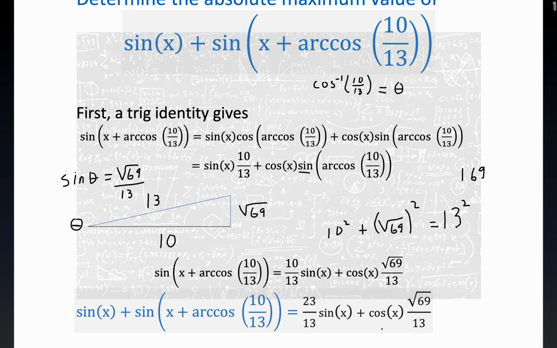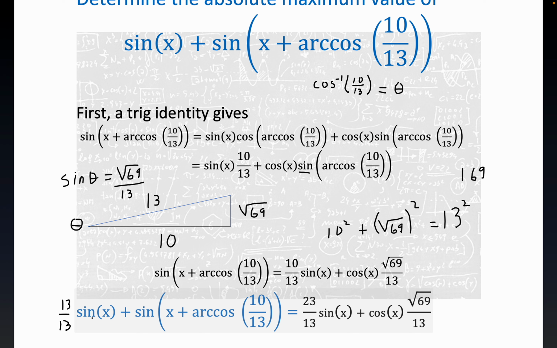You know, the rest of this is fairly straightforward. We were just doing this part of the problem. So what I've done is I've added sine x, but notice sine x can be written, some people are a little uncomfortable, you can write this as 13 over 13 out front, right?